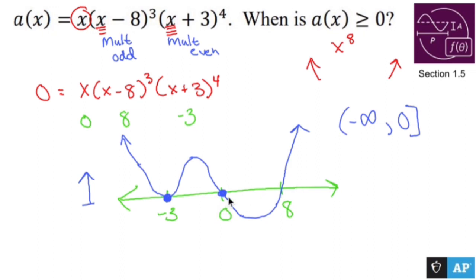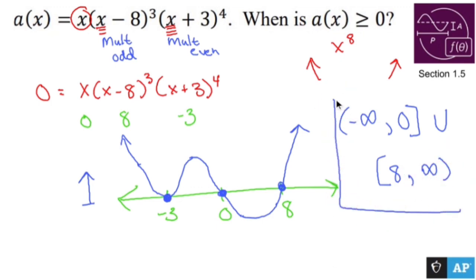Is that my only spot that it's going to stay positive? Well, right now it's negative, but here it hits 0 again, and then stays positive from 8 and on forever. So we're going to hit union. We're going to include 8 because 8 is allowed to be 0, and we're going to go on forever. So there's my guide. Okay, sign graphs involving multiplicity. So much fun.